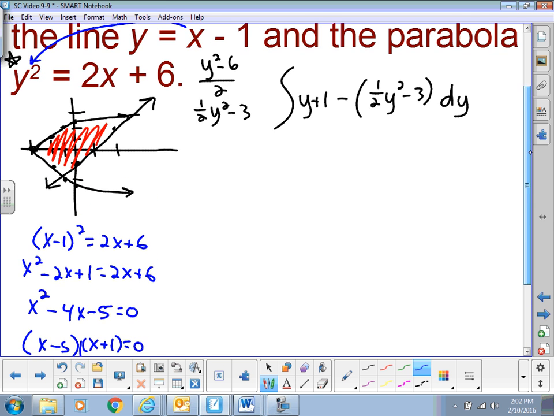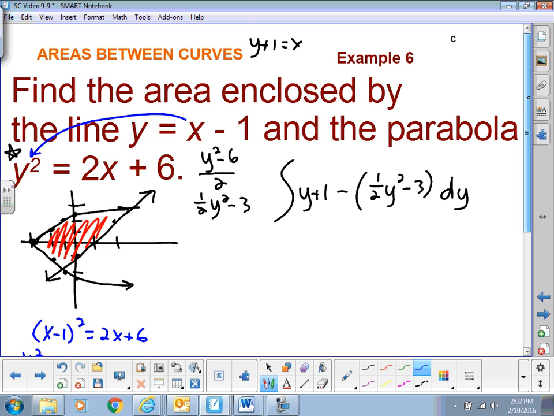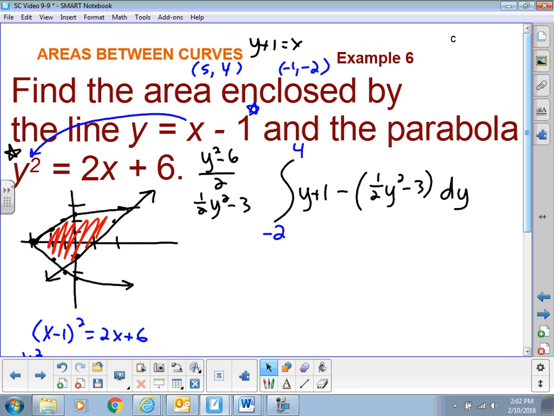Well, we need to know the y values for our integral, though. So we know we have 5 comma something, and we have negative 1 comma something. Well, just sub them into this one. It's easier. 5 minus 1 is 4, and negative 1 minus 1 is negative 2. So we're doing our y values in our integral, because we're doing dy, so we'll have negative 2 to 4 for our bounds.